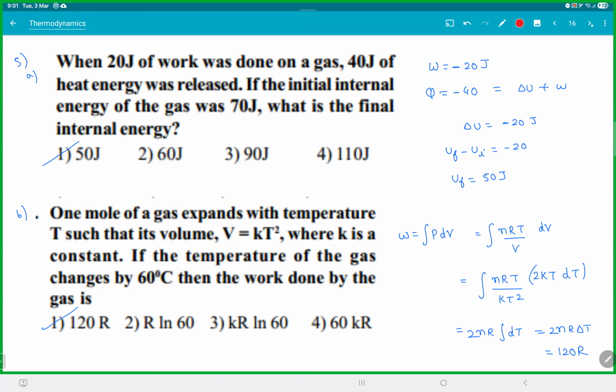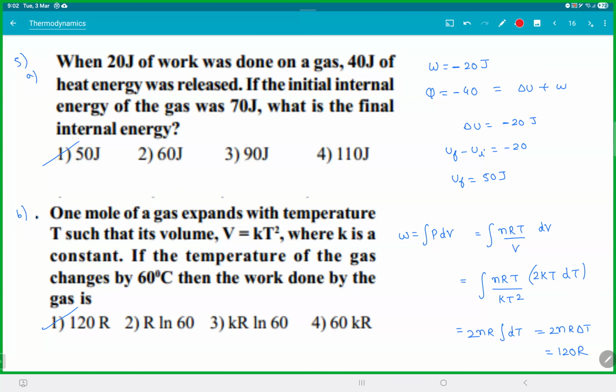Yeah, so they should mention whether the change is positive or negative. Temperature of the gas changes. Okay, there is no other option like minus 120, so it is fine. Clear with this? Yeah, I think most of you did get it right. Right, Ovia, you got it.